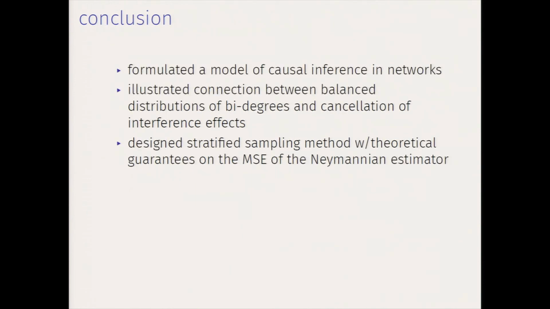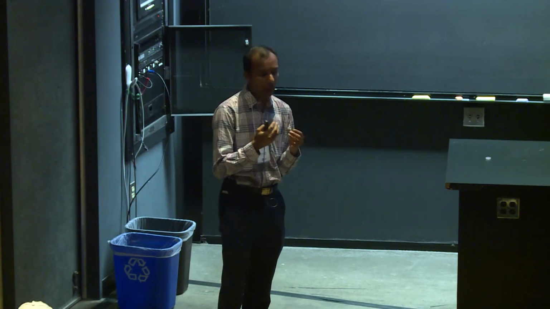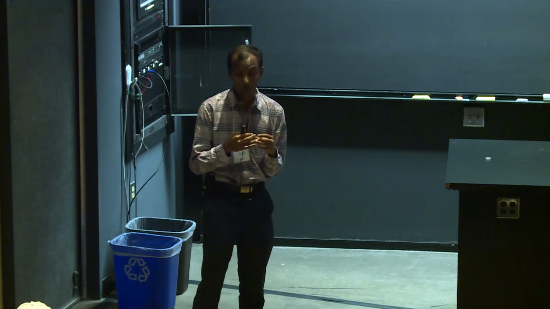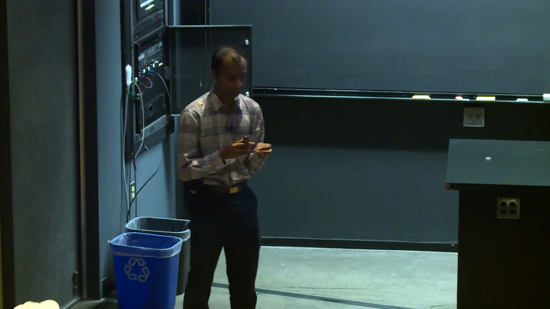So to conclude, what did we do? We formulated a model of causal inference in networks, and we illustrated how balancing the treated and untreated nodes can help to reduce bias and mean squared error. We also designed a stratified sampling method and proved theoretical guarantees on how this sampling method performs in settings with interference. And thank you all for listening.